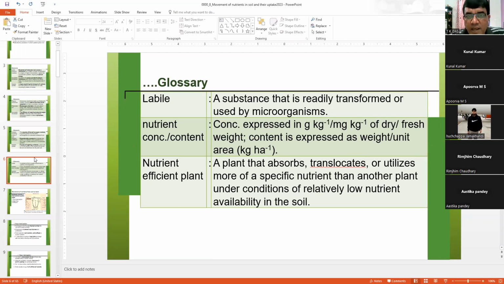So a nutrient efficient plant can be for one nutrient. It cannot be that you will have one plant which is efficient for all the nutrients. For example, certain varieties of wheat or certain varieties of rice can better absorb zinc under zinc deficient conditions. Then that will be a zinc efficient plant. Means under stress condition, if a plant is able to take up the nutrient or extract the nutrient without showing any deficiency, then that is your nutrient or zinc efficient plant.